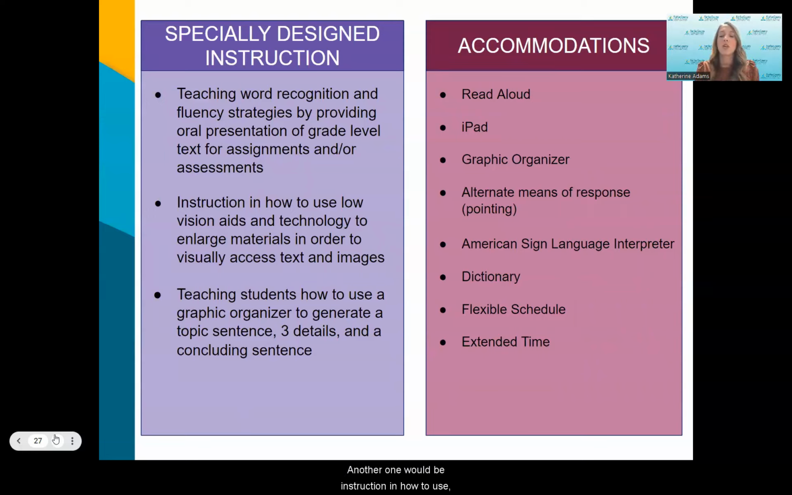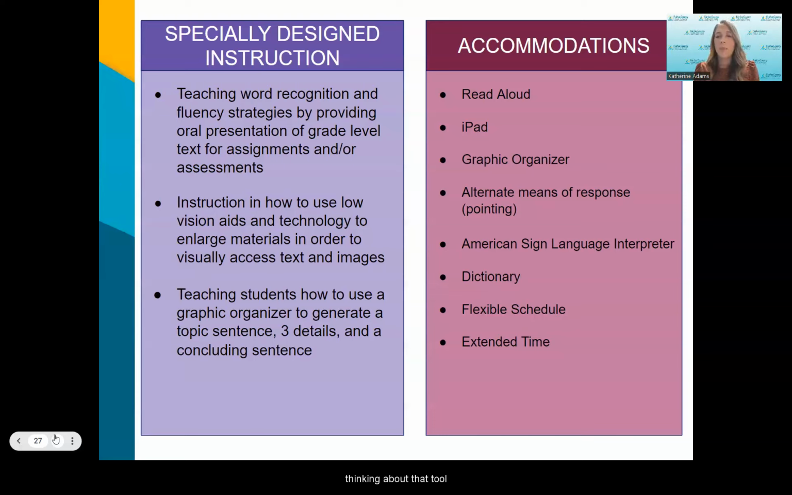Another one would be instruction in how to use, potentially for a student with a vision impairment, low vision aids or technology for them to enlarge materials in order to visually access text and images. One more might be teaching students how to use a graphic organizer in order to generate a topic sentence, 3 details, and a concluding sentence. That would be used within an English or language arts lesson to really break down how to implement that graphic organizer to support their thinking.